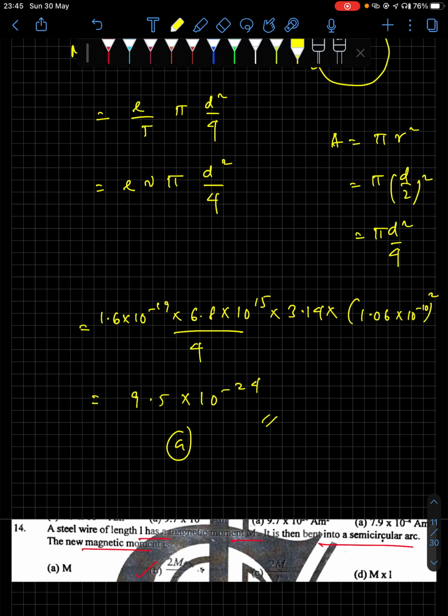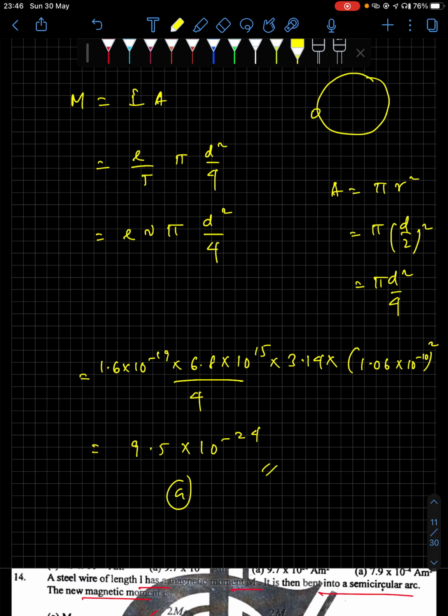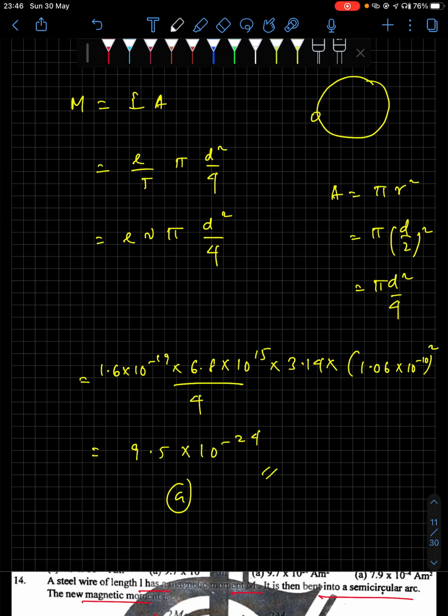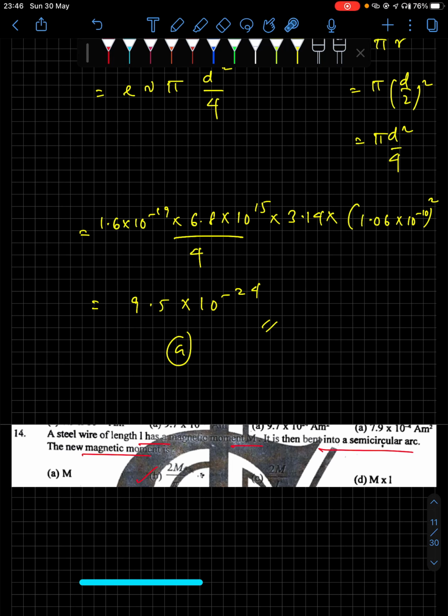Okay, wait a minute. Not option number A. This is the option with 9.5 into 10 to the power minus 24. Option number B you have to go with. Anyway, all are given as A. I made a mistake previously. So here it will be option number B.